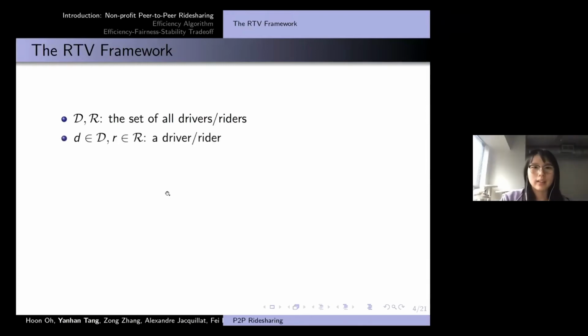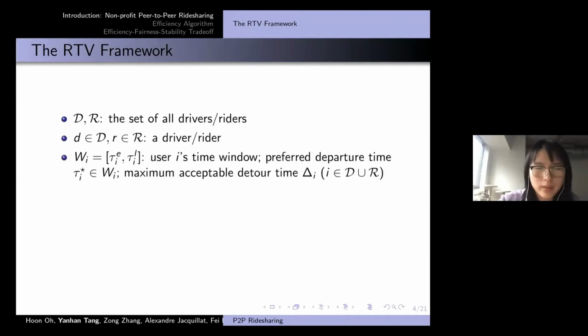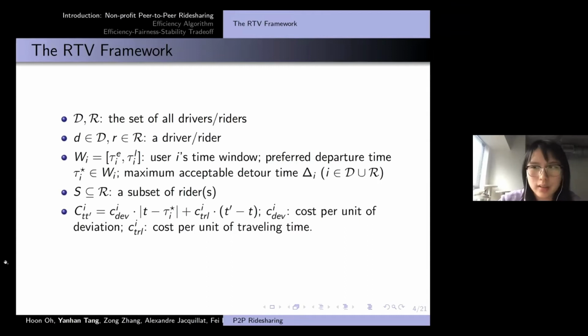So now I move on to the RTV framework, which we adopt in our paper. We consider a set of drivers and riders. Each user, which is a driver or rider, has his own feasible time window, preferred departure time, and maximum accepted detour time. And for a subset of riders, the cost for each user, departing at time t and arriving at time t prime, has the following cost structure: the deviation cost and the time of the trip cost. And we use C_DS to denote the minimum cost of a DS pair.